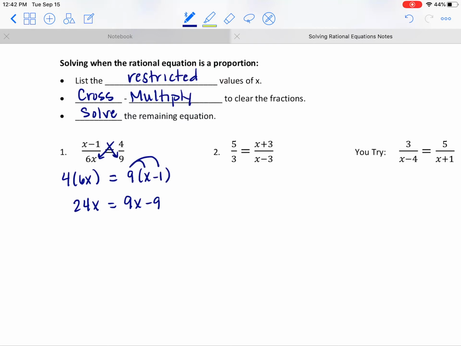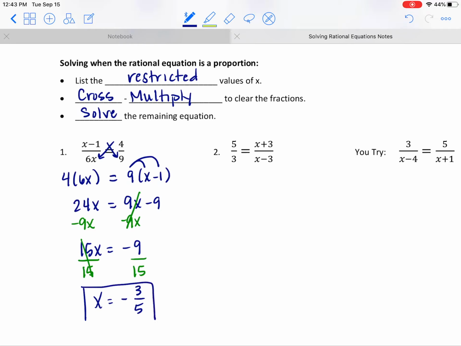But from here, this is a linear equation. We just want to get these x's together, get the like terms together so that we can get x by itself. So I'm going to subtract 9x from both sides. It's going to cancel that out. And that would leave me 15x here equal to, I still have a negative 9 on this side. Now I can divide both sides by 15. Cancels that out. And that makes x equal negative 9 over 15. Doesn't divide evenly, but that is a fraction that reduces. So we're going to reduce and say our answer is negative 3/5. And that is our solution.